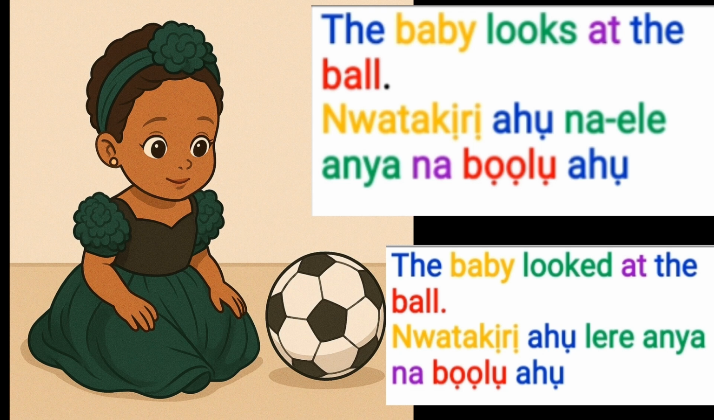Next, the baby looks at the ball. Nwatakịrị ahụ na-ele anya na bọọlụ ahụ. Then for the past tense, we have the baby looked at the ball. Nwatakịrị ahụ lere anya na bọọlụ ahụ.